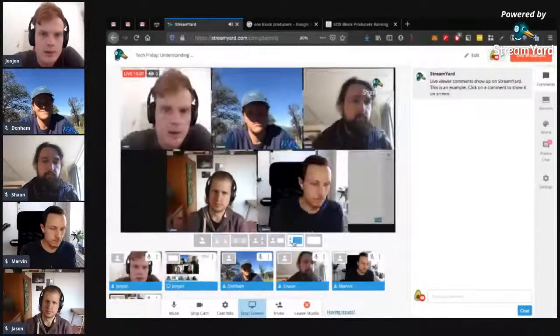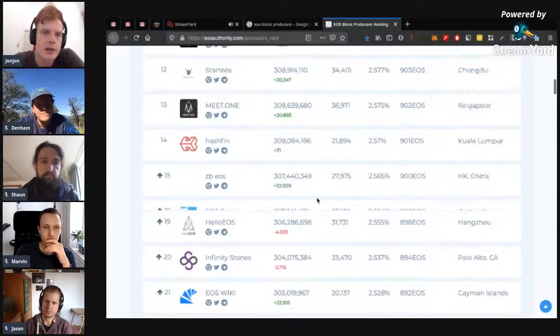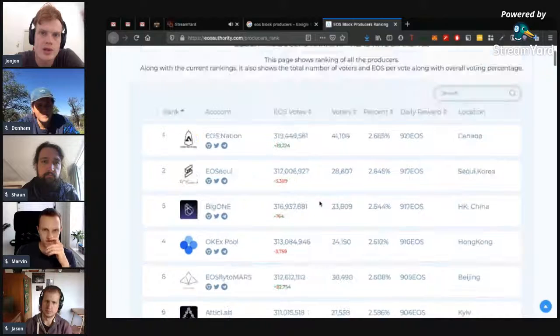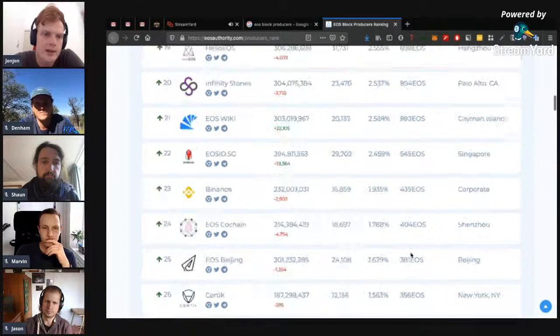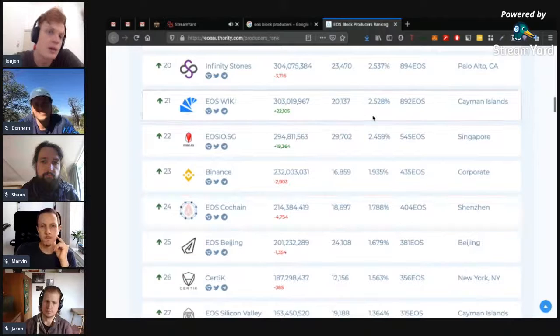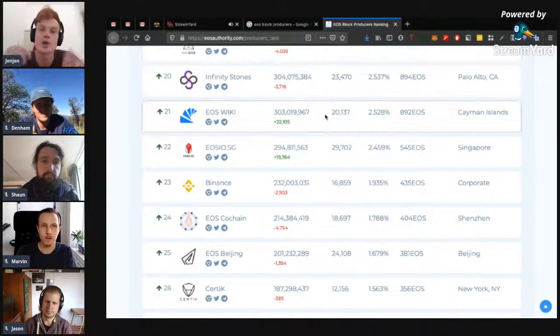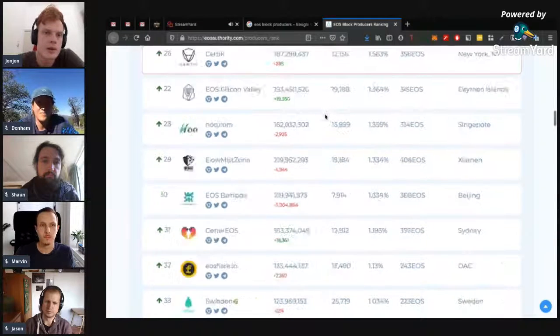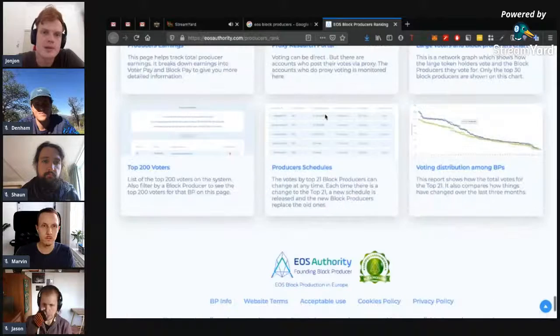Oh, I'm not sharing my screen. Yeah, my bad. Hold on, here we go. There's lots of sites that show you, like, here's the ranking of all the block producers, how many votes they're receiving, what daily reward they're getting. And you can see there's more than 21 block producers, but only the top 21 are actively producing blocks in that round robin. But yeah, there's like a couple hundred block producers.